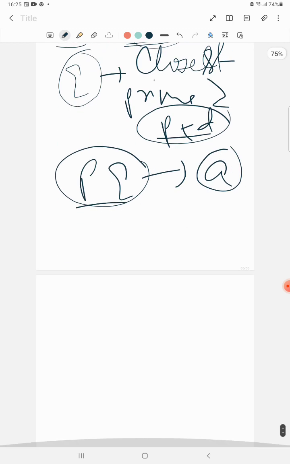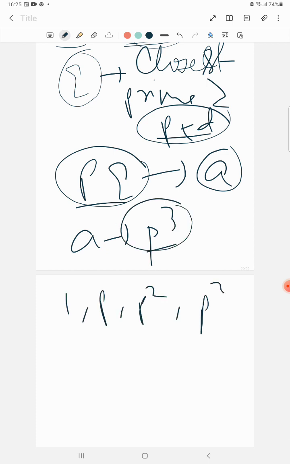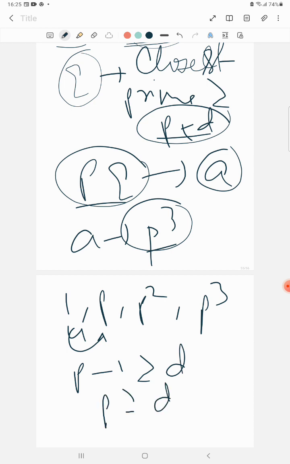Now what is the other a? The other a is of the form p cube, and that has factors 1, p, p square and p cube. So what is the condition, again from the first case? It is the same condition that your p minus 1 is greater than or equal to d, so your p is greater than or equal to d plus 1. So that means again the closest prime that is greater than or equal to d plus 1, the same thing. But do I need to fulfill any other condition? Let's just have a look at that.